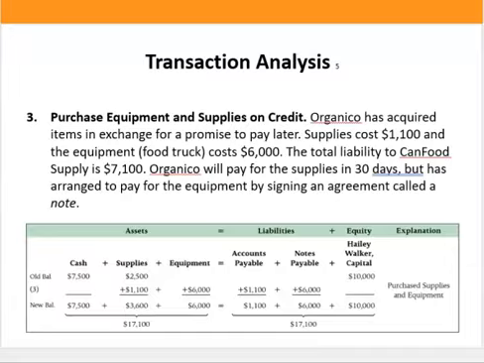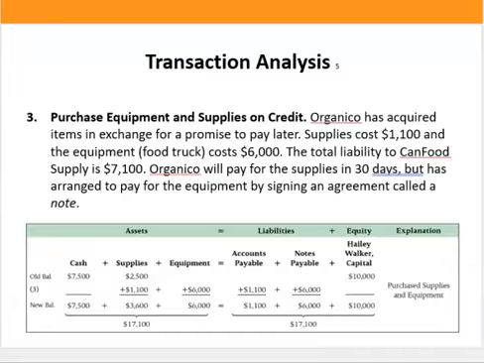Okay, how does it affect the other side? Total liabilities is 7,100. Okay, so how will this happen? We'll pay for the supplies in 30 days. So because we know we're going to pay for the supplies within 30 days, it's an accounts payable. Okay, so our accounts payable, what we're due to pay in the very near future, is 1,100.